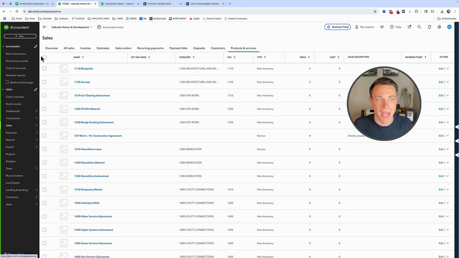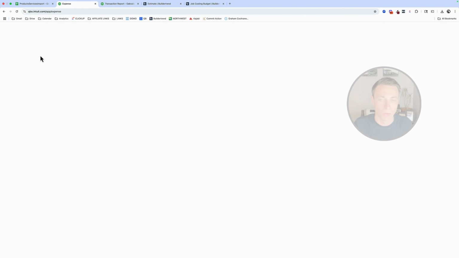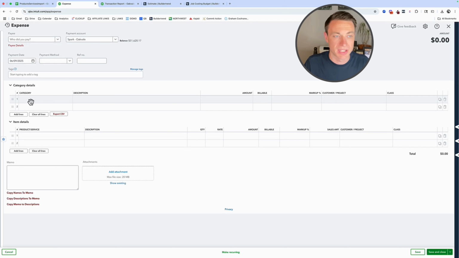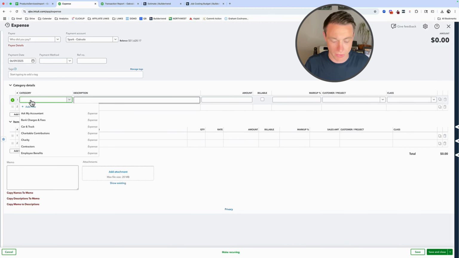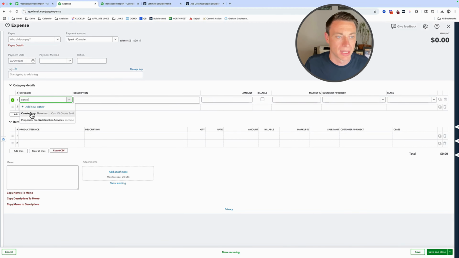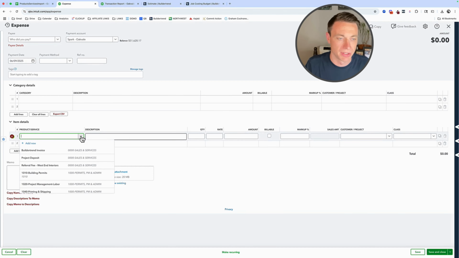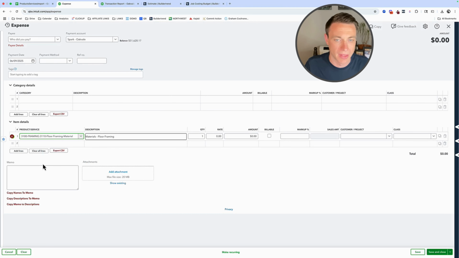Well, it's really simple. When we have expenses come through our bank feed or when we create expenses ourselves, we've got this items detail down here where, instead of going to a category and saying construction materials or something like that, I have the ability to do my cost code. So here I can say I have my framing, floor framing material that I'm spending money on.